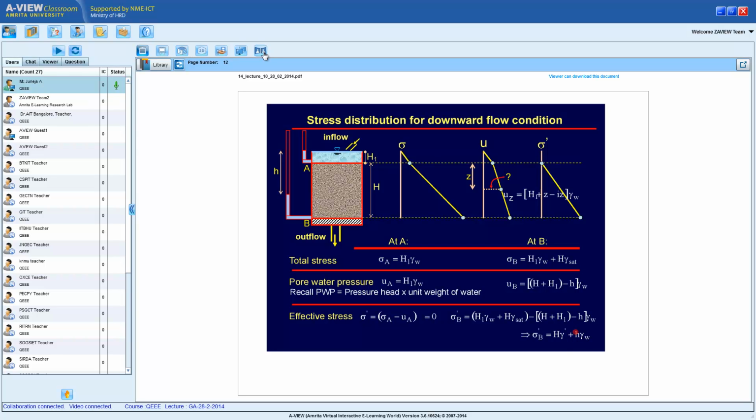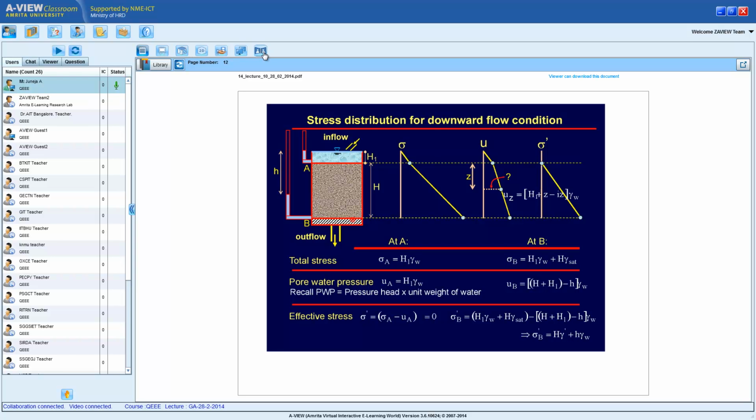Now I would like to pause over here and look at this very carefully. For the no flow condition, the effective stress at B stopped somewhere over here. It didn't have this component. However, if the flow is downward, it shows the head loss times unit weight of water. This component increases the effective stress at B. This is a very interesting issue, because if the water flows down, the effective stress at the bottom of the soil or anywhere in between is bound to increase.